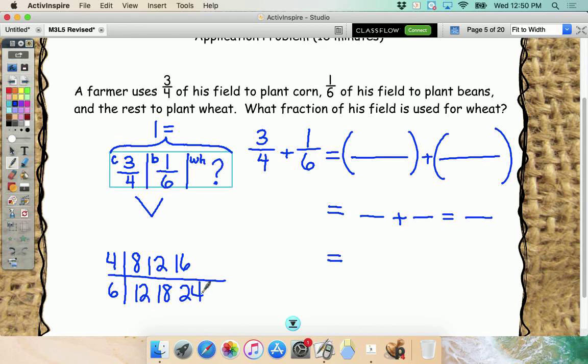Cassandra, did you figure it out? 12. So I'm going to circle 12 here. And I'm going to use 12 as my denominator. This way I won't have to simplify. Okay, so what do I have? 3/4 and 1/6.